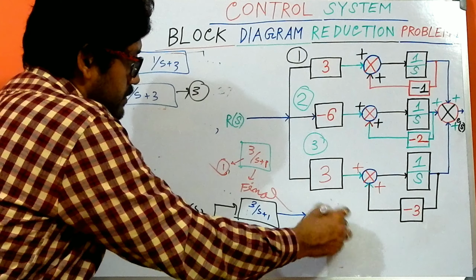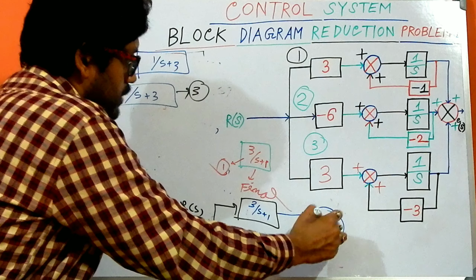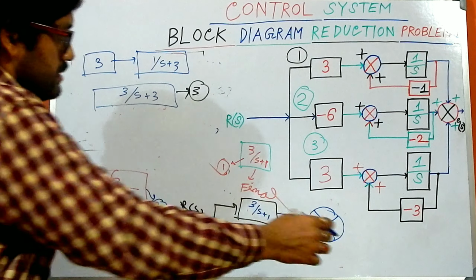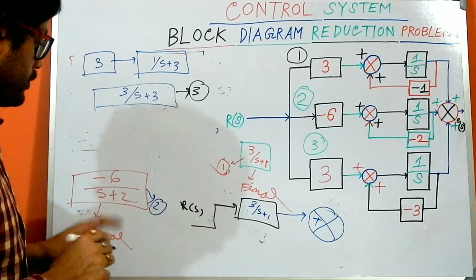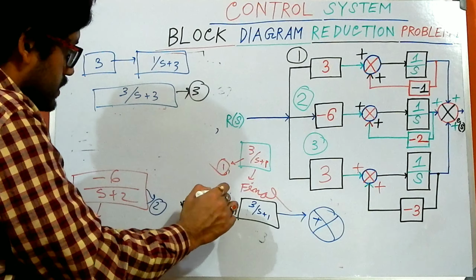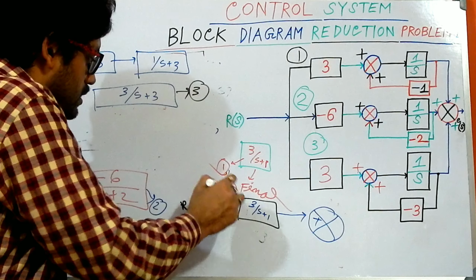And here, the summing block is present, this plus. Okay, and I will draw the rest of the part. So for the number 1 line, this one is number 1, this one is number 1.